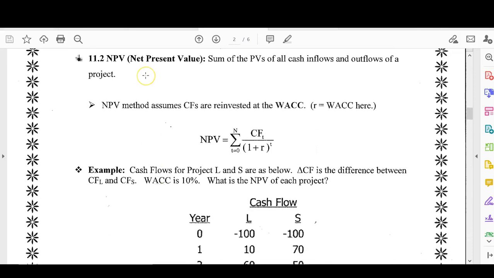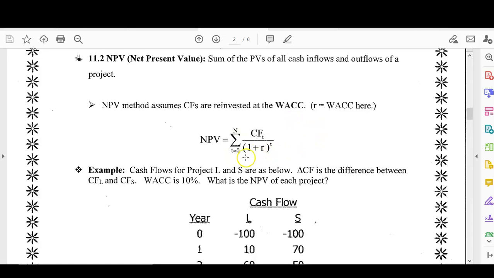Let's first look at the first measure, the net present value, NPV. Again, it is the sum of the present value of all cash inflows and outflows of a project. The NPV method assumes cash flows are reinvested at the WACC level. So R, the discount rate, equals the weighted average cost of capital here. NPV can be calculated using cash flow from cash flow 0 to cash flow n, discounted by (1 + r) to the power of t, where t goes from 0 to n.